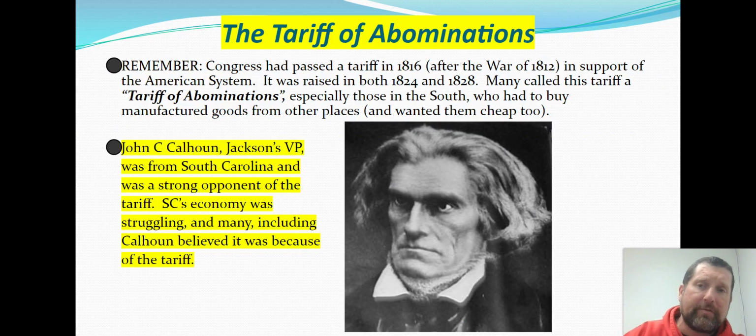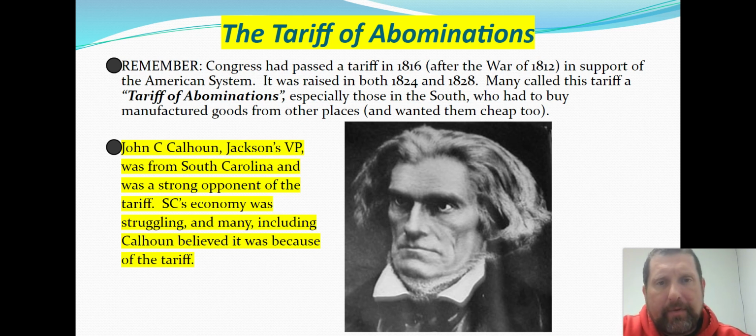The Tariff of Abominations, remember, in 1816, to essentially pay for and protect the American economy from the War of 1812, Congress had passed a tariff in support of Henry Clay's American system, right? That we would have all sorts of investment in federal infrastructure. This, of course, is later supported by JQA. But this is a tariff, remember, from that last lesson, intended to protect American manufacturers from foreign competition.